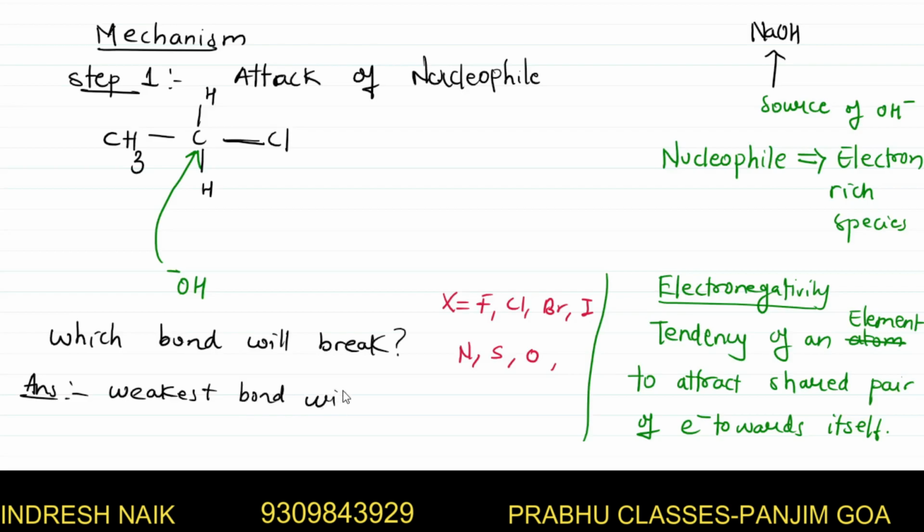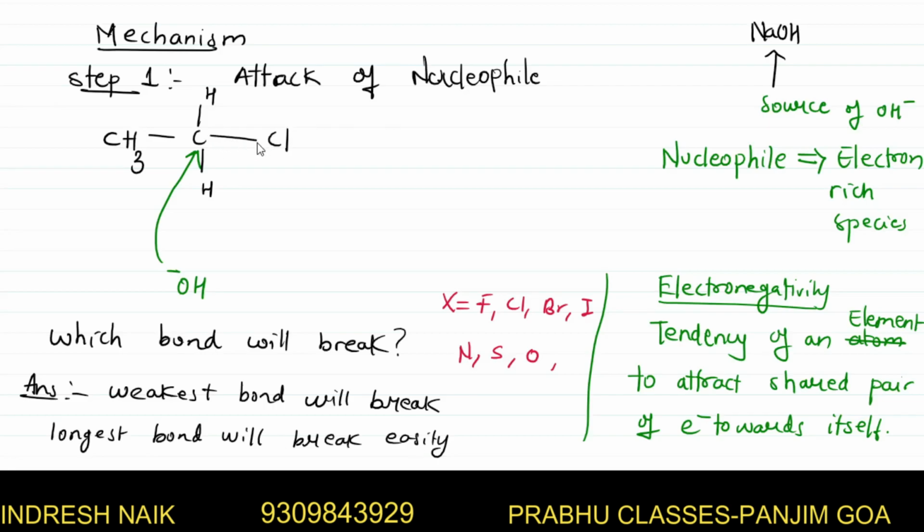Now, which is the weakest bond? It is the longest bond. The longest bond will break easily, as longer sticks are easy to break compared to shorter ones. Among these, the carbon chlorine bond is the longest bond.